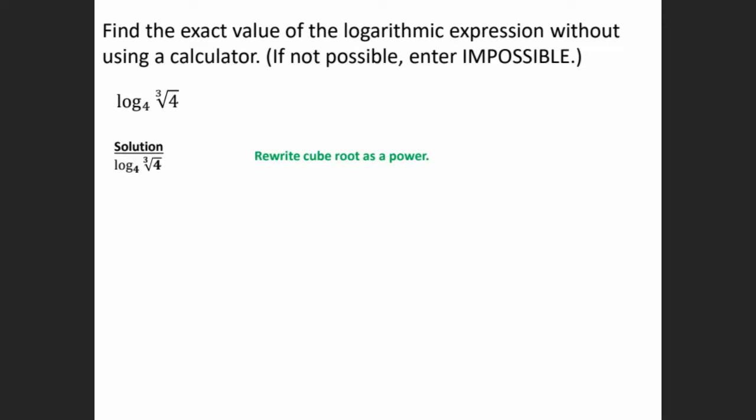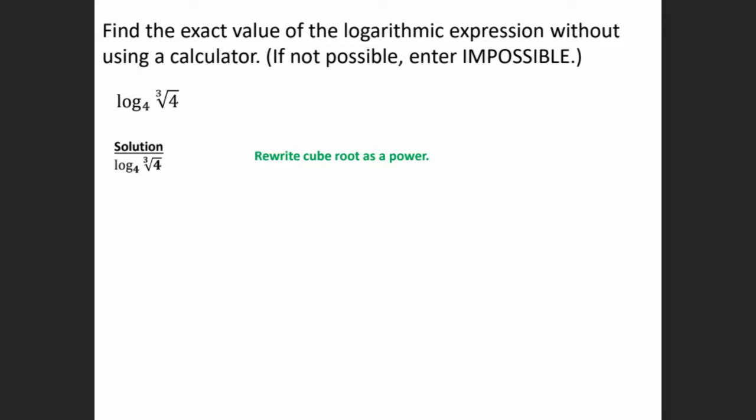All right, how about this one? Find the exact value of the logarithmic expression without using a calculator. And a lot of students will use a calculator on the homework and the computer is going to mark it wrong. Okay, so please be careful. And we can solve for this. This is an easy problem if we know our properties.